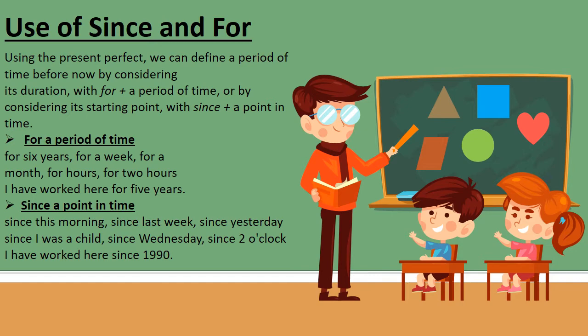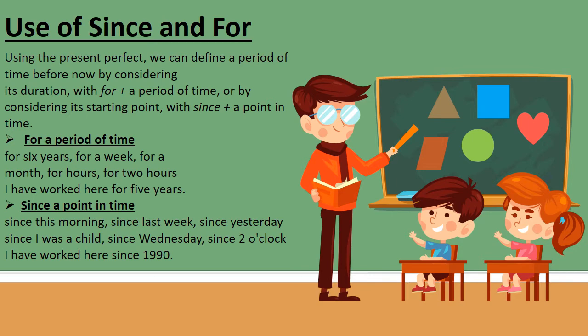Here are some things which are mentioned: for 6 years, for a week, for a month, for hours, for 2 hours. Here you can see that there are no fixed months, years, weeks, minutes or seconds mentioned. That is why we use for over here. And when a fixed time is mentioned, such as since this morning, since night, since evening, since last week, since yesterday, since childhood, since Wednesday, since 2 o'clock, there is a fixed time mentioned. That is why you use since over here.